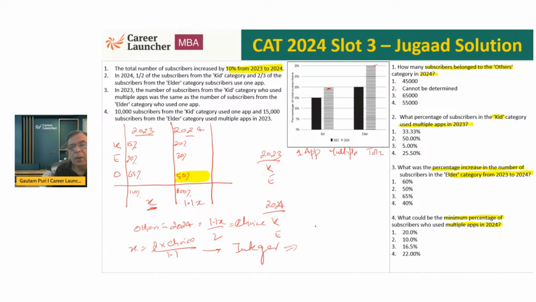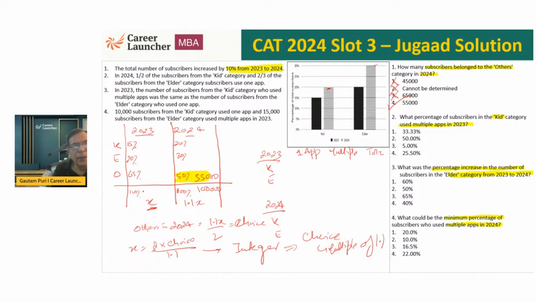Which means the answer choice should be a multiple of 1.1. Look at the choices. 45,000 is not a multiple of 11 or 1.1. We already eliminated that earlier. 65,000 is not a multiple of 1.1. 55 is there. So what does that mean? The number of subscribers for others has to be 55,000. So if this is 55,000, that means the total is going to be 1 lakh.